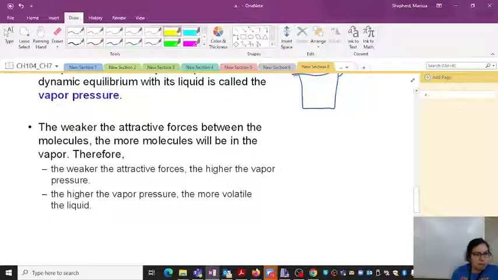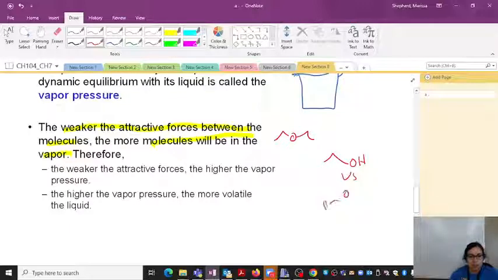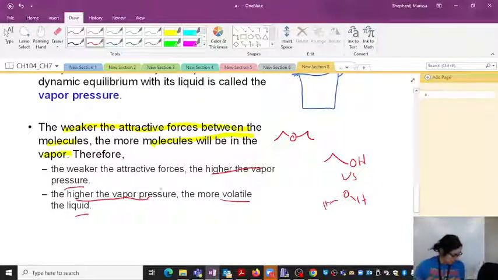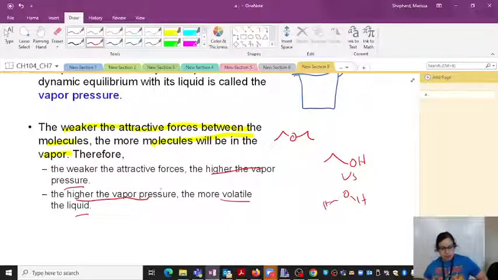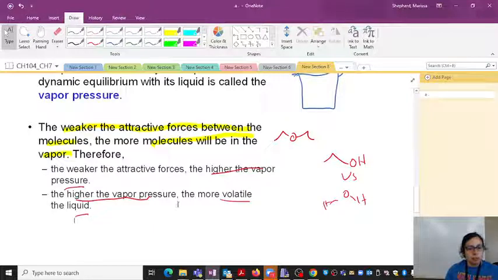And so going back to vapor pressure, as we were alluding to, the weaker the attractive force between the molecules, the more molecules will be in vapor. That's why I was bringing up that ether is going to hit you in the face more, and even ethanol will hit you in the face versus water. Again, the weaker the attractive force, the higher the vapor pressure. And the higher the vapor pressure, the more volatile the liquid, so the more it's going to evaporate, and of course, maybe present a flammability hazard if we're not careful.